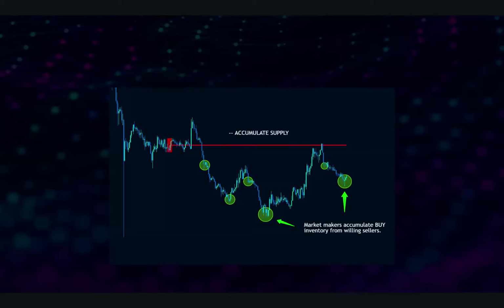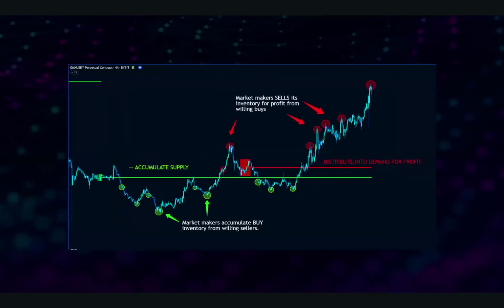So these market makers will accumulate, they'll buy inventory from willing sellers. And they'll get into multiple positions because these market makers trade with such huge amounts that they can't actually enter in one position. So they have to break down their positions into multiple positions. And this is what they do. They will just purchase in pieces. And then eventually they will accumulate enough supply in this specific phase, because this is the accumulation of supply aspect.